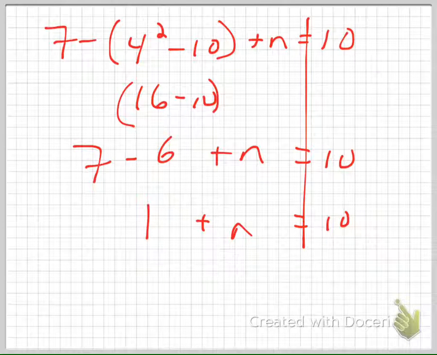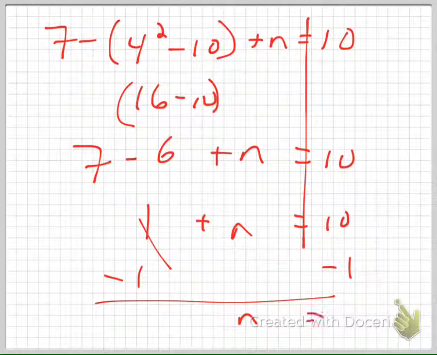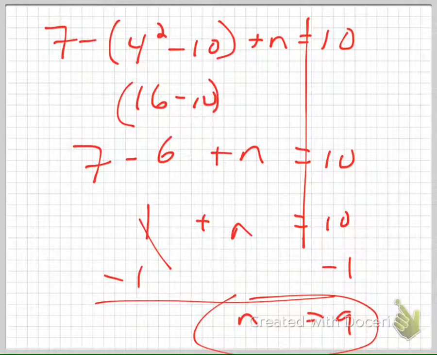Now that I'm simplified, this is an easy solution, right? Minus 1, n equals 9. Does that make sense? Make sense? Simplify everything before you start solving. Try this one.